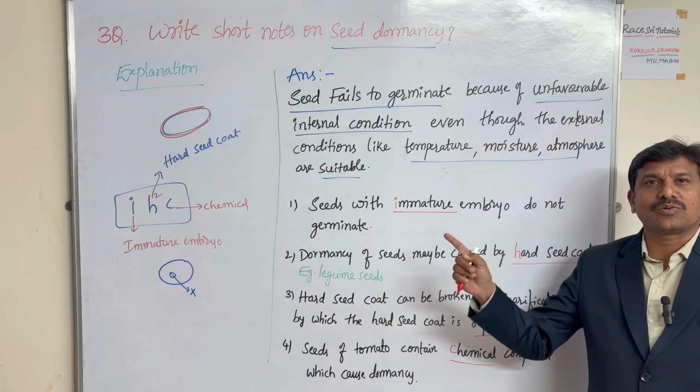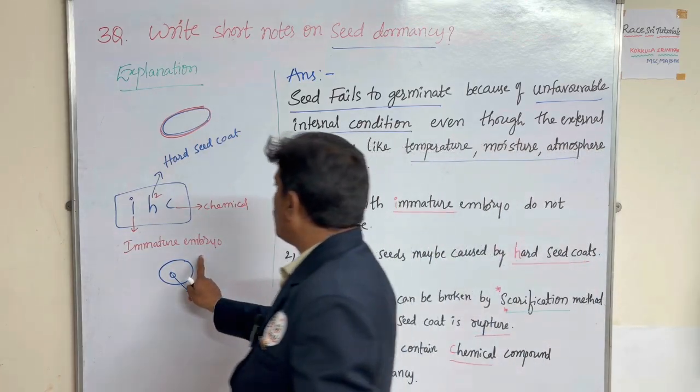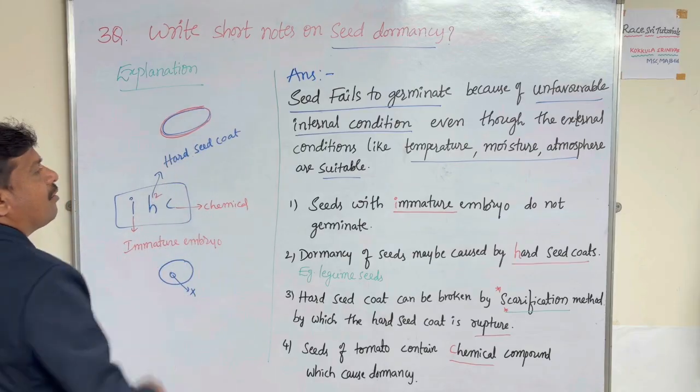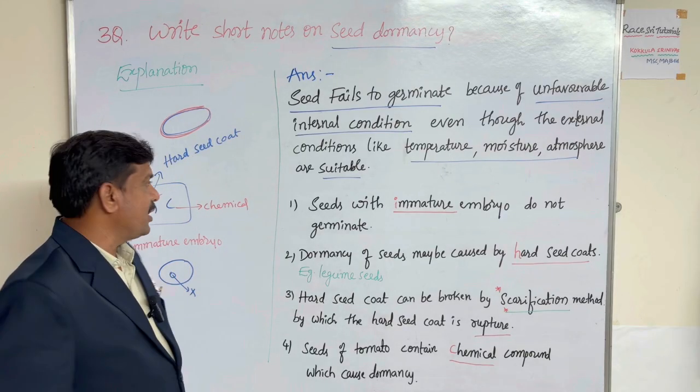If you know this code, IHC: immature embryo, hard seed coat, and chemicals, you will get this answer. Right? The next question.